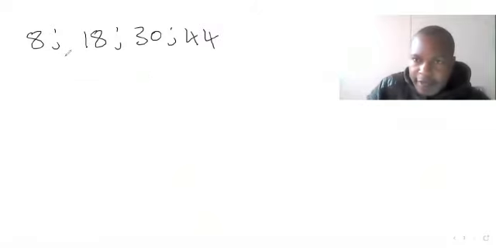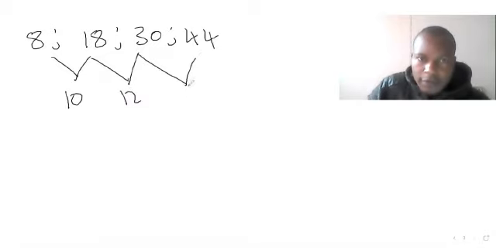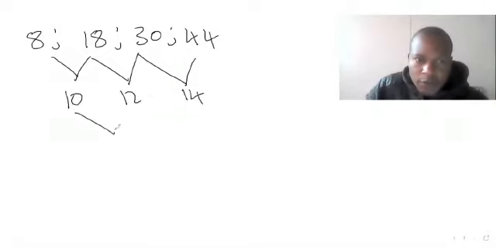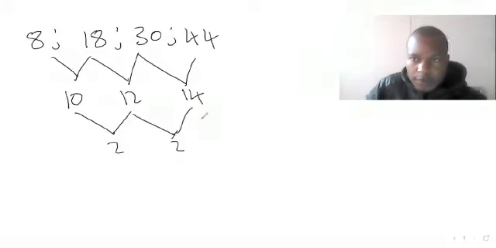So now if we had to find the first difference, we would subtract the 8 from the 18. That would give us a 10. The 18 from the 30, that would give us 12. And the 30 from the 44, which will give us 14. The second difference would be 12 minus 10, which is 2, as well as the 14 minus 12, which is 2 as well.